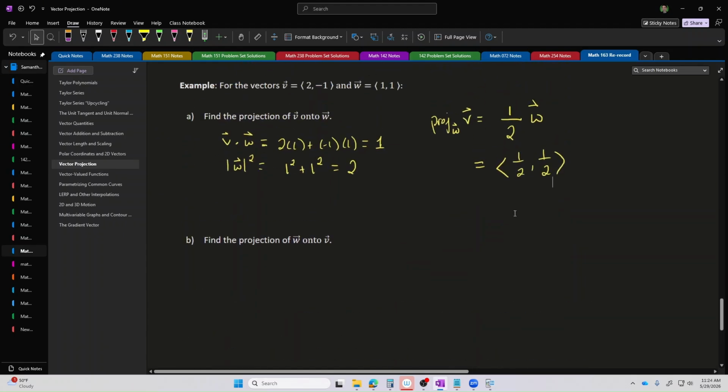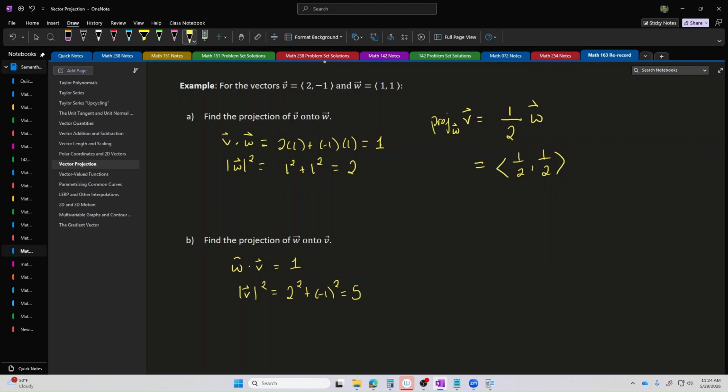Let's reverse the roles here, and let's project the vector 1, comma, 1 onto the vector 2, comma, minus 1. So now doing W dot V, that dot product in the opposite order is going to give me the exact same result as before. But now let's do the length of V squared, and the squared length of V is equal to 2 squared plus minus 1 squared, which is equal to 5.